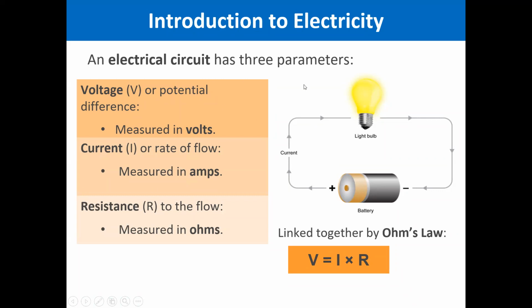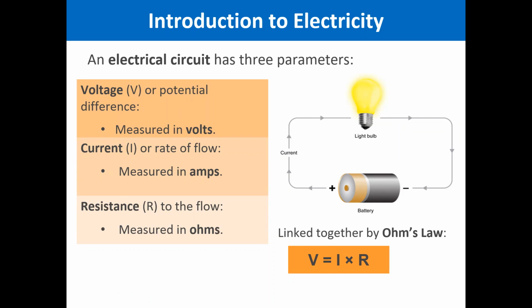An electrical circuit basically has three parameters. It has voltage, it has current, and it has resistance. What do we mean by voltage? Voltage is the driving force which moves the electrons. Voltage is also known as the potential difference or the potential, and it is measured in volts.